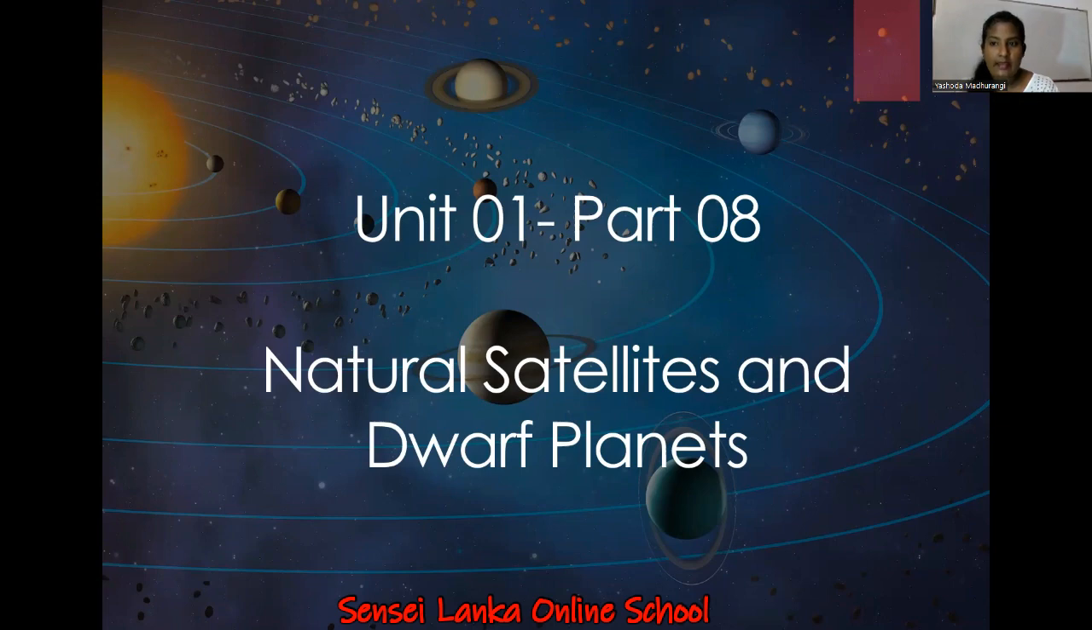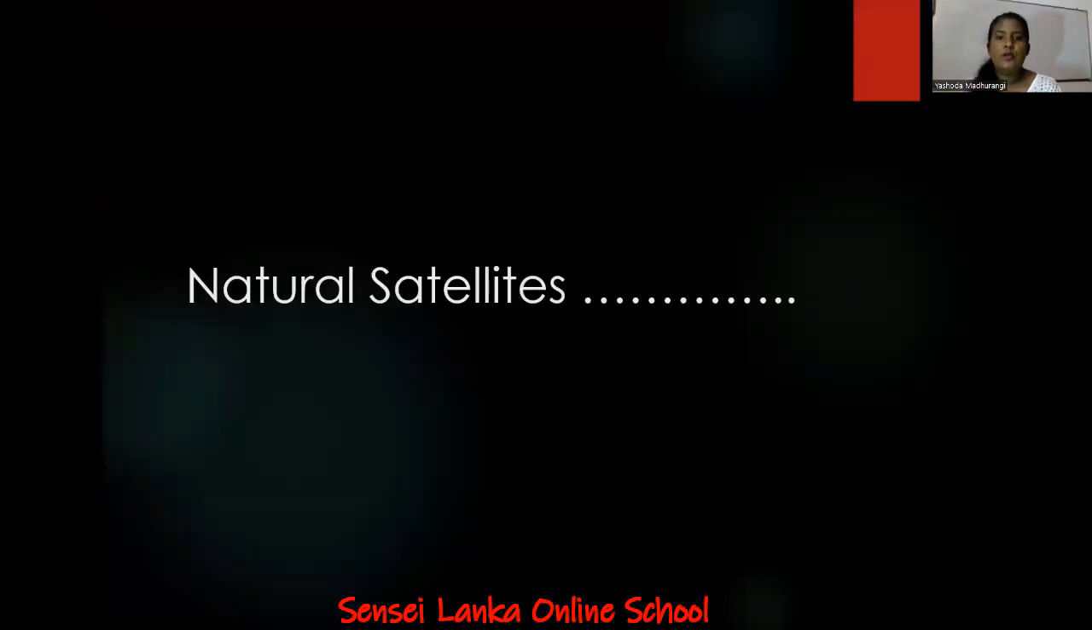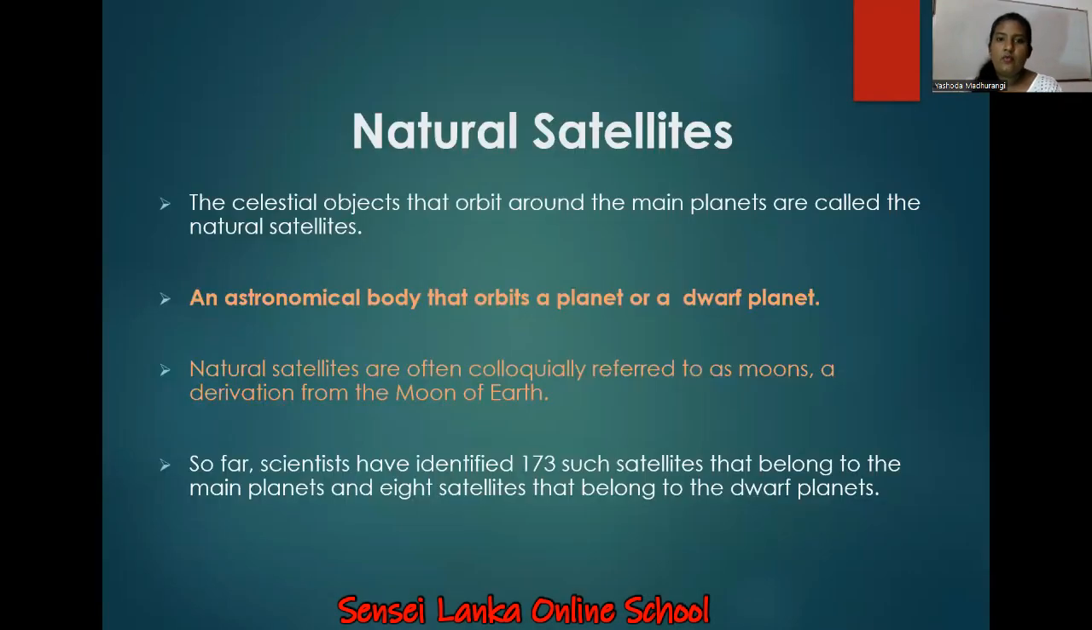Next one, dwarf planets. Dwarf planets are a little bit similar to the planets, but they have different characteristics. So do you like to learn about these two? Natural satellites and dwarf planets. So let's go to natural satellites first. What are these natural satellites? Do you like to learn about them?